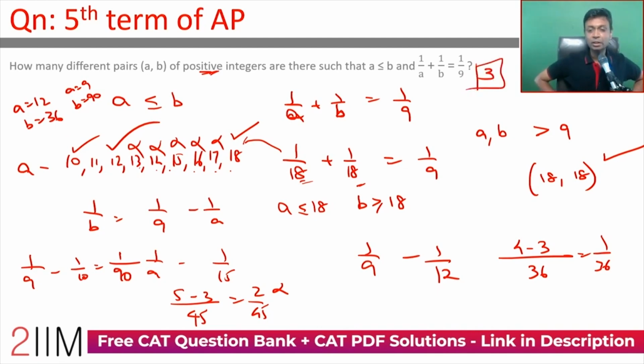Key thing to notice here is to start with 18 comma 18 works. And after that, one of A and B has to be less than 18, other has to be more than 18. So A is less than or equal to 18, B is greater than or equal to 18. A cannot be less than 9. It cannot even be equal to 9. So from 10 to 18, that's a set of possible values A can take.